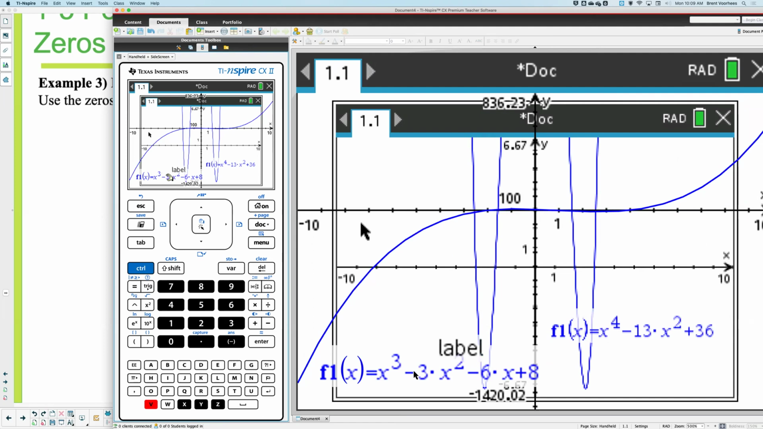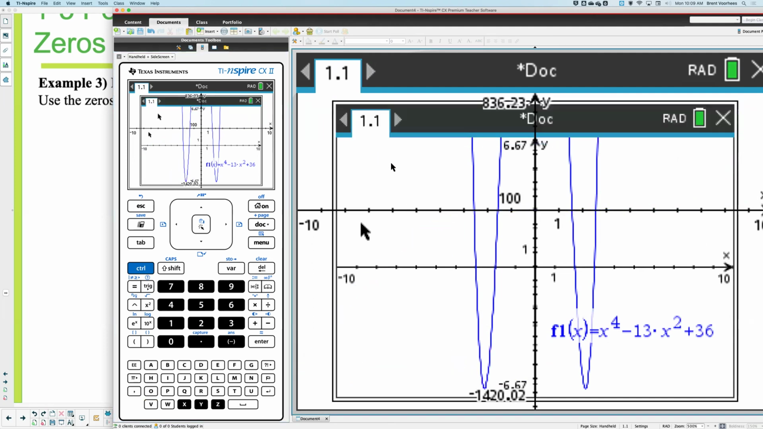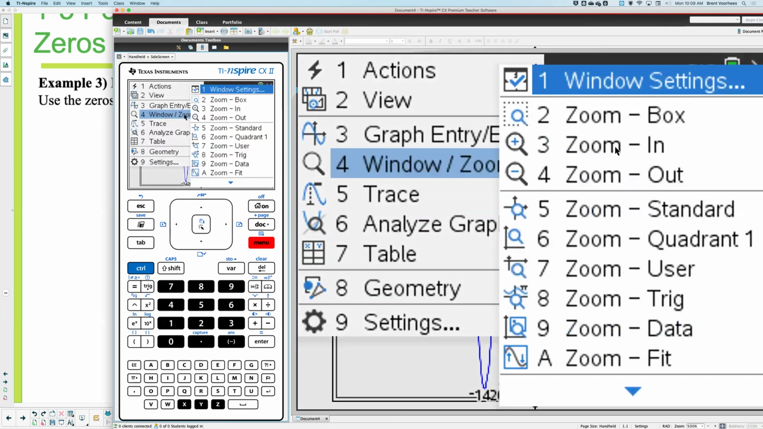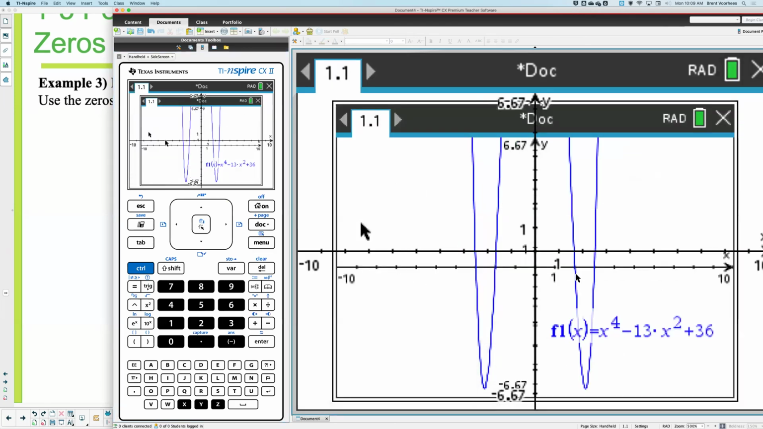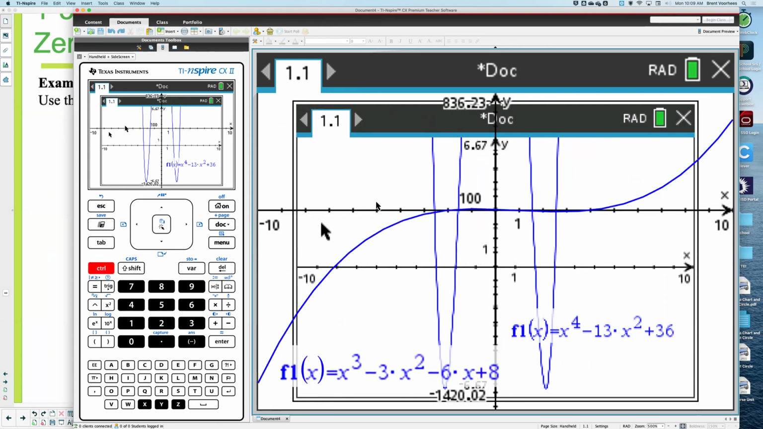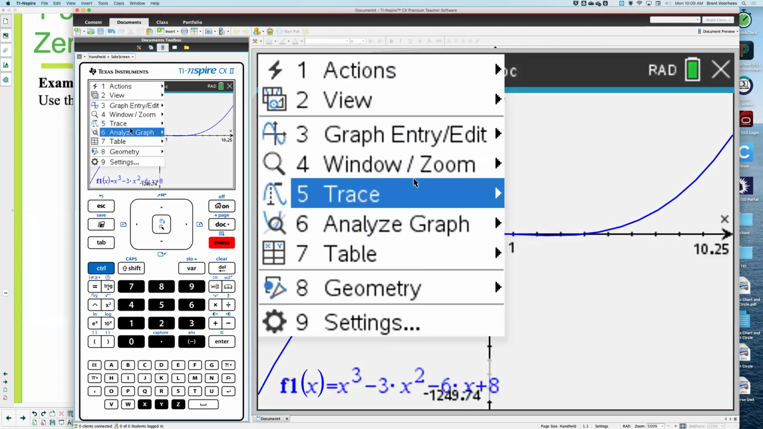I don't know what I just did there. Let me take that off. I go menu, zoom, standard. Let me try to see if I can reset it. My graph is all screwed up. Look, I have like 2 boxes. You see that? There we go. Sorry about that.